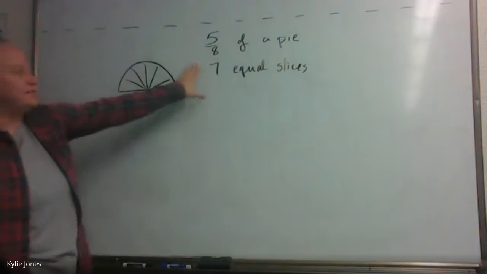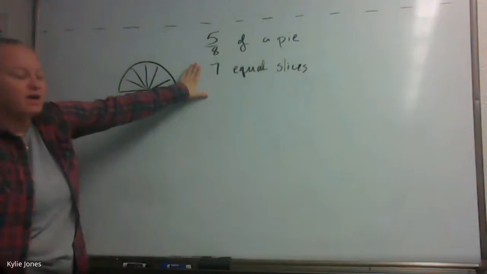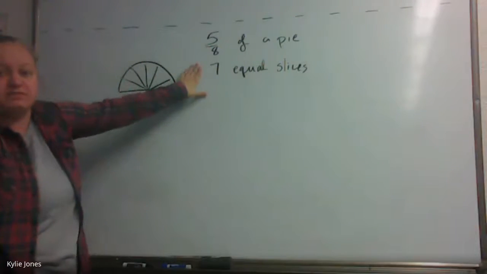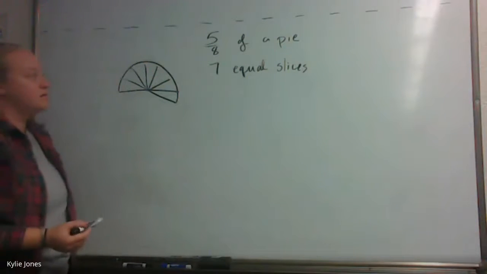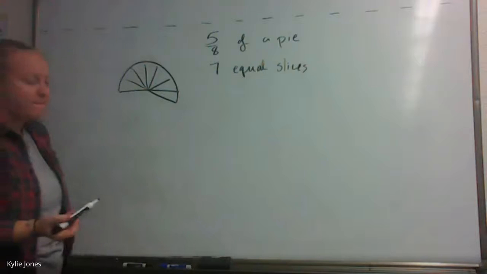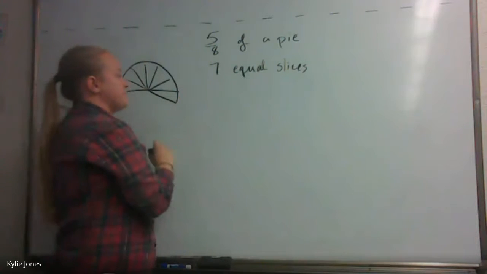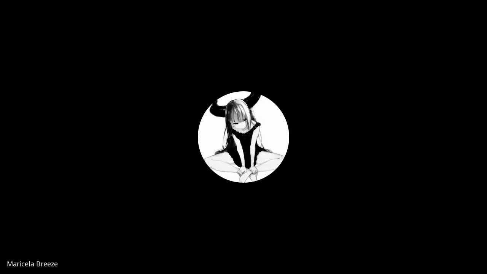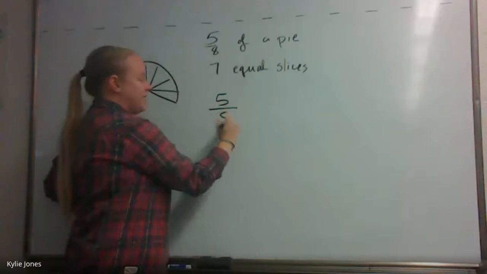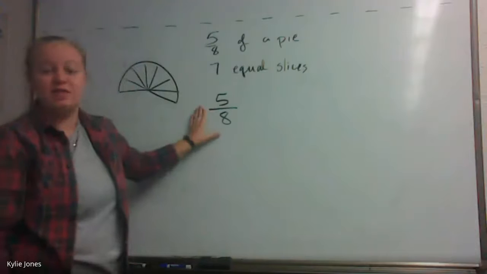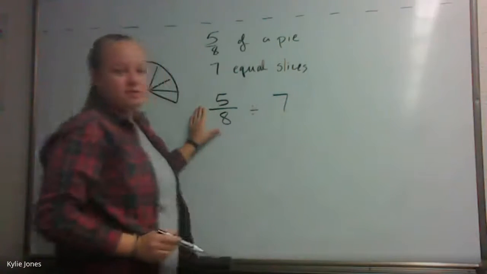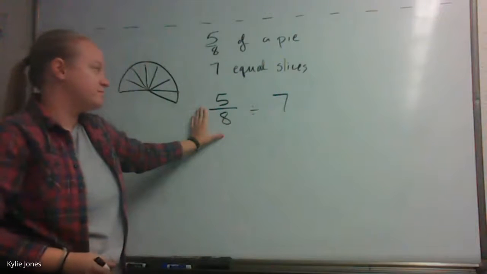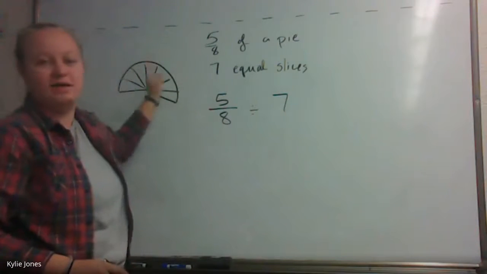How am I going to write this out as a problem? Is it 5/8 divided by 7 or 7 divided by 5/8? What do you guys think? 5/8 divided by 7. Yeah, we're going to take the amount of pie left. So 5/8 is the amount of pie. And we're going to divide it by the 7 people that want pie, so that we know how much of the pie each person gets.